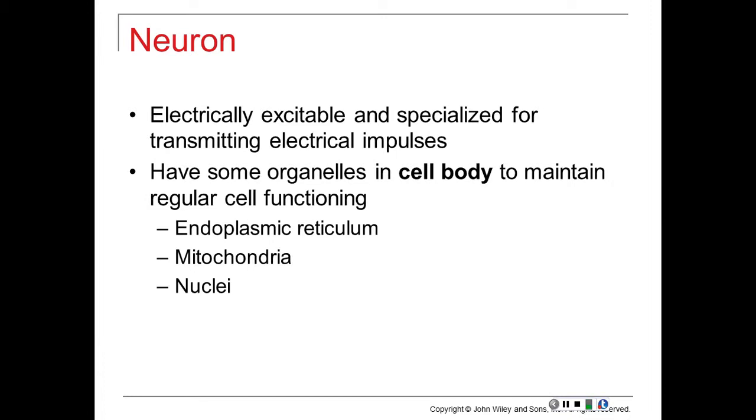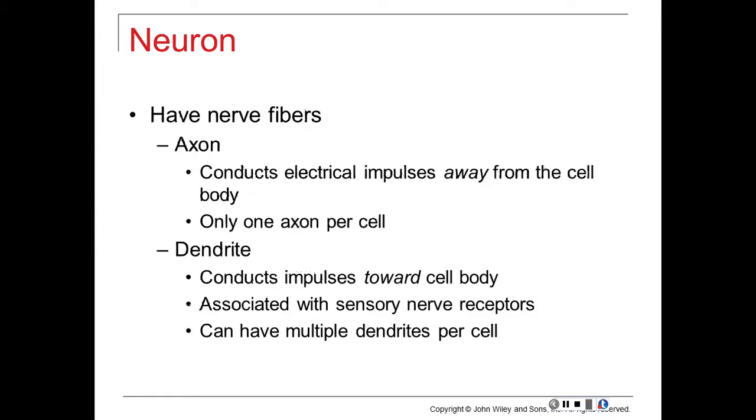Some of the organelles inside of the neuron include the endoplasmic reticulum, mitochondria, and the nuclei. Those are all maintained within a portion of the neuron called the cell body. The neuron itself has nerve fibers coming off of it, or long strands or extensions. One long strand is called the axon. This is going to carry the electrical impulses away from the cell body. There's only one axon per neuron.